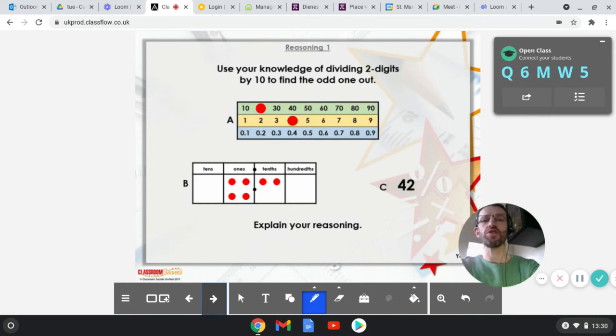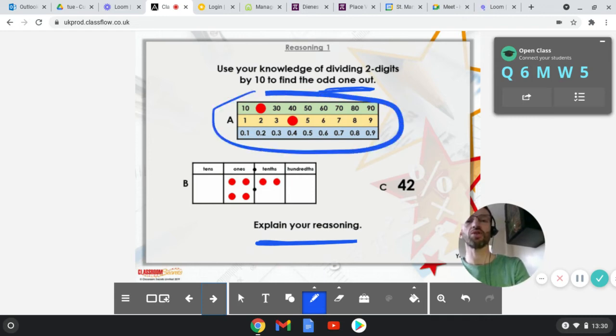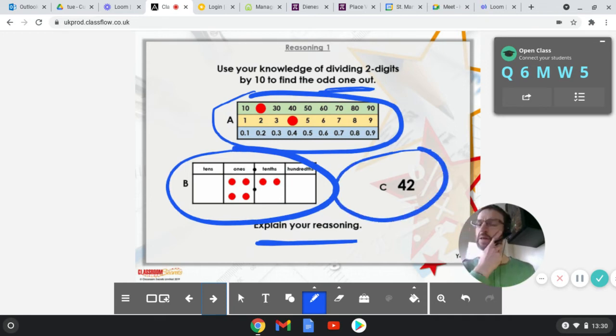Right, use your knowledge of dividing two-digit numbers by 10 to find the odd one out. So we're looking for the odd one out, and we've got to explain our reasoning. We've got three different ones, and one of them is going to be the odd one out. There's one here, which is A. We've got B here, and finally we've got C, which is simply 42. So if I look at A, there's two red dots, and they seem to have covered up 20, and that's going to be a 20, and that's going to be 4. So A is showing us 24.